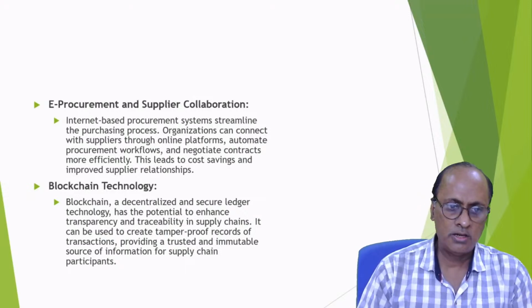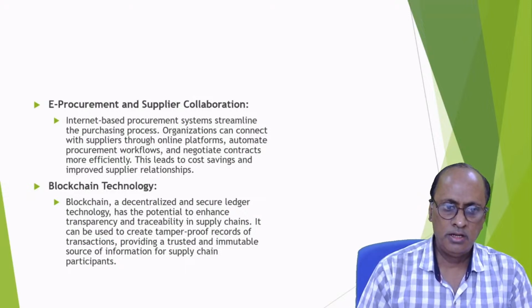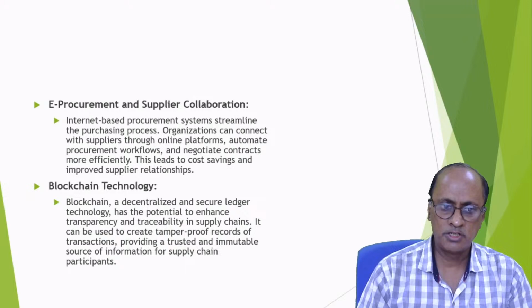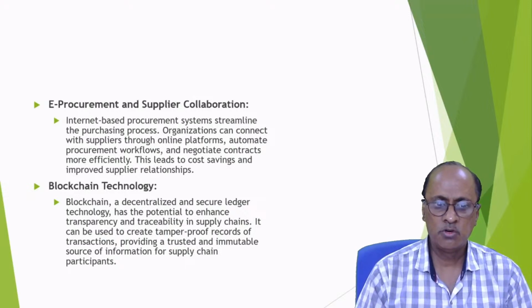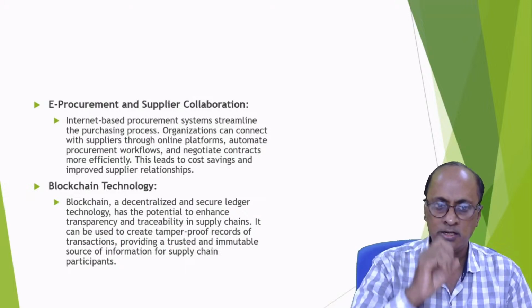E-procurement and supplier collaboration. Internet-based procurement systems streamline the purchasing process. Organizations can connect with suppliers through online platforms, automate procurement workflows, and negotiate contracts more efficiently. This leads to cost savings and improved supplier relationships.